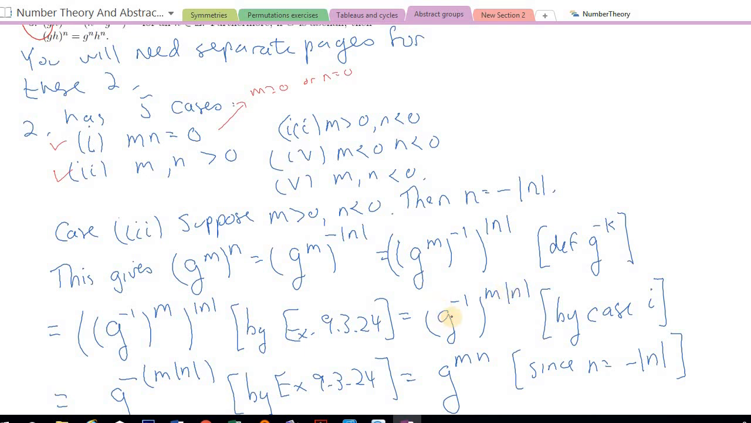Then what do I have? I have G inverse to a positive number. But using the definition of G to the minus k one more time, G inverse to a positive integer is the same as G to the negative of that positive integer. But then we have the minus back with the absolute value of n, so that becomes n again, and we get Gmn. So you can work through 4 and 5 in a similar way. If you have one of these negative numbers, then you have to rewrite it as the negative of the absolute value of that number. So that's all of the problems for 9.3 that I'm going to look at.